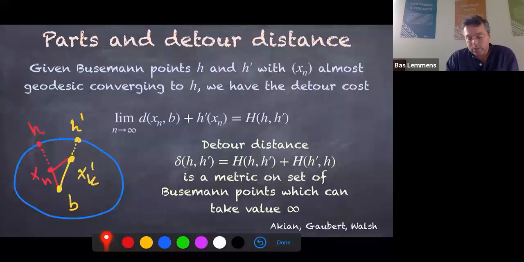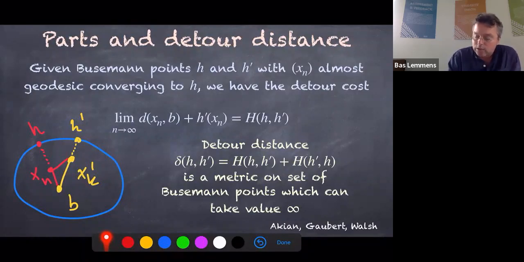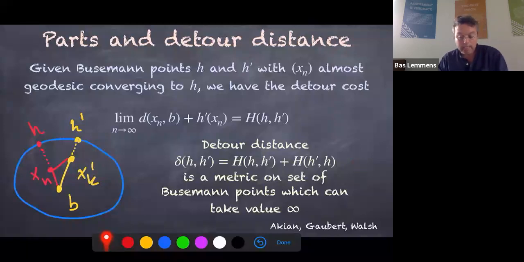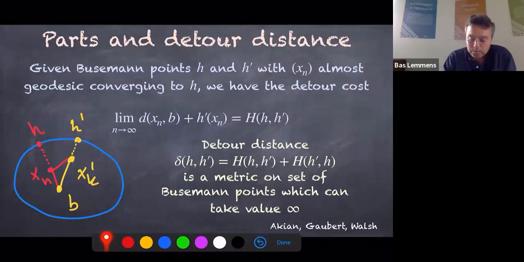Then we can symmetrize the thing, and we have the D2 distance, which is just this symmetrized version. This is actually a metric on the set of Busemann points in the horofunction compactification. It was constructed by Akian, Gaubert, and Cormac Walsh. This is a powerful tool.